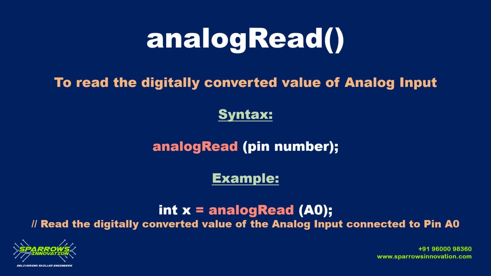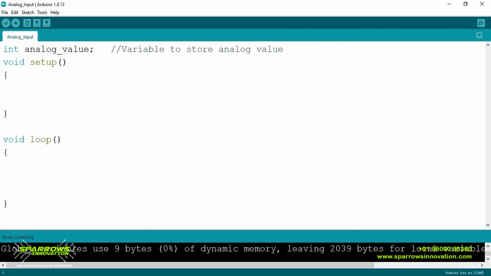I am using int x equal to analogRead of A0. So what will happen is the analog pin A0 value will be converted to its digital equivalent, and then it will be stored in the variable int x. Okay, so first we can program that. Instead of int x, I am going to use int analogValue for your reference. I have to declare that variable as global, so that I can access it from all the functions, right. So I am going to declare the variable.